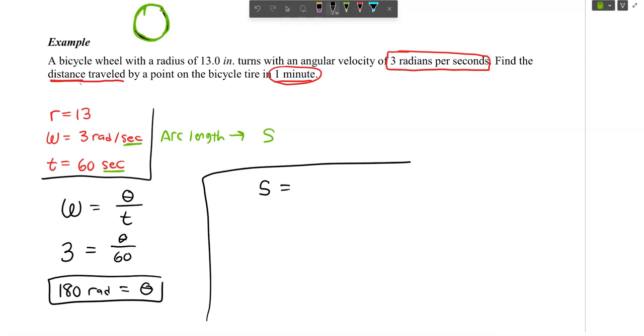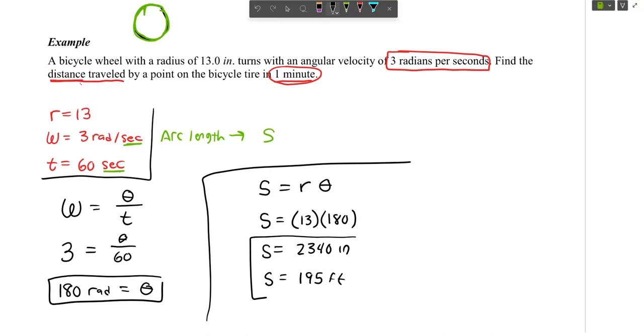As a reminder, we didn't use this yet, but our arc length formula for radians is S equals R times theta. To find that arc length, we're going to plug in our radius, which in this case is 13. We're going to plug in our theta, which is going to be 180. When I multiply those two numbers, we get 2,340 inches. Now, if we want to leave that as our answer, that's great. You can certainly leave it as 2,340 inches. However, if I divide that by 12, we'll see that that's the same thing as 195 feet. So this is the total distance that this wheel has rotated. How much distance has it covered over the course of that 1 minute?